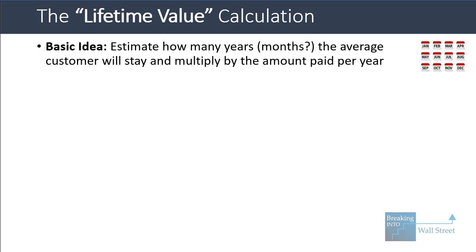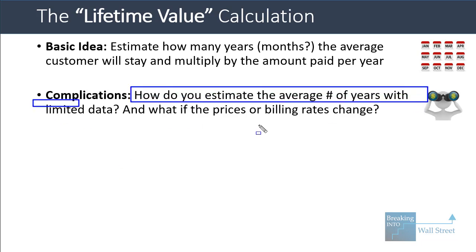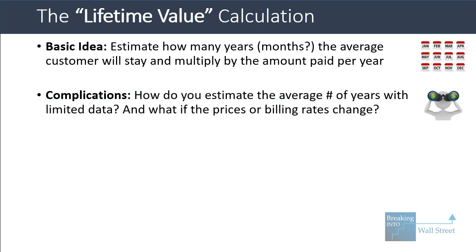Now, the basic idea here is that you want to estimate how many years the average customer will stay with the business and then multiply by the average amount paid each year. Now, this sounds very simple, but there's a key problem, which is how do you estimate the average number of years with limited data? And what if the prices or the billing rates or the number of licenses or subscriptions or users for the subscription the company has changes over time?